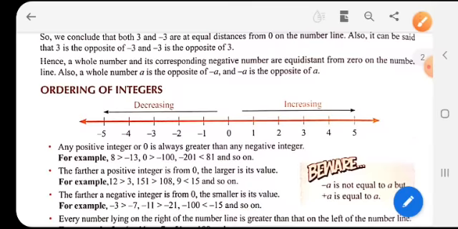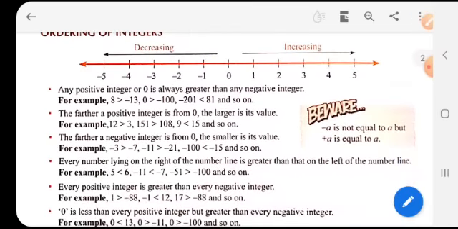Now ordering of integers, how do we order integers? Any positive integer or 0 is always greater than any negative integer. So any negative integer is always smaller than all the positive integers. Be it minus 1, be it minus 100, it is always smaller than the positive integers.